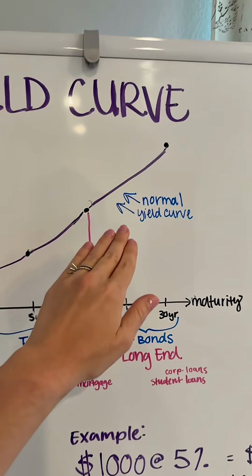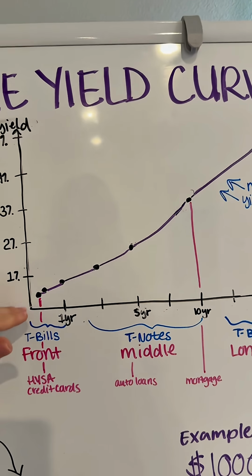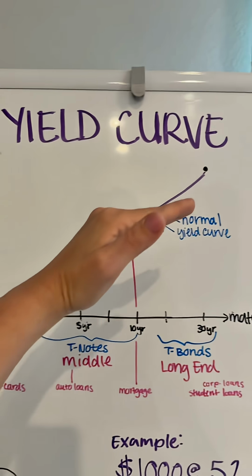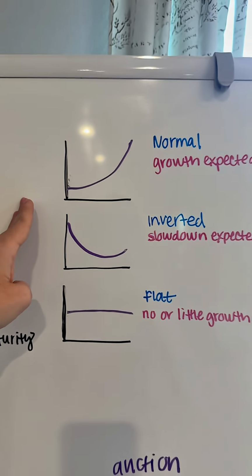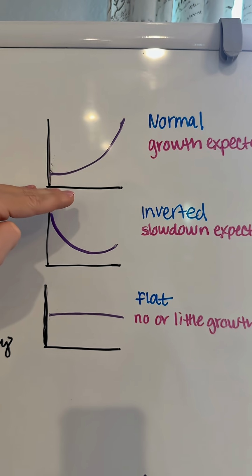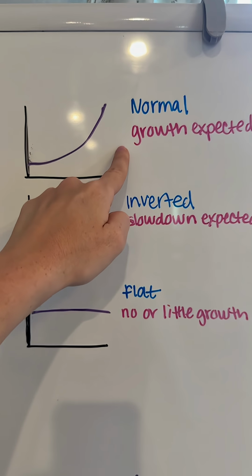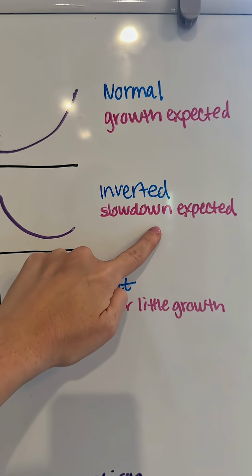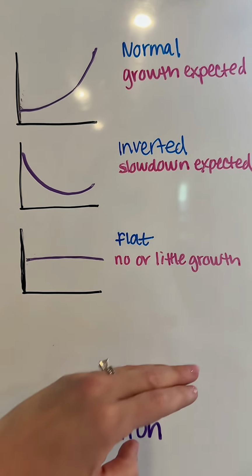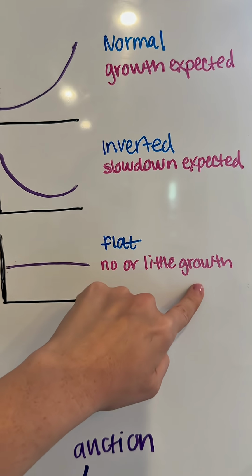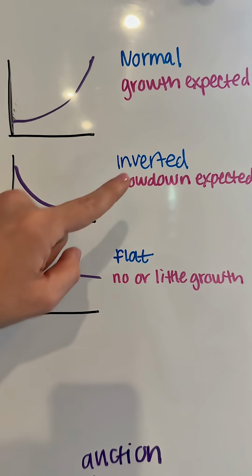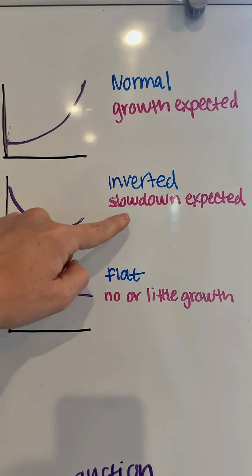This is a normal yield curve because the shorter term rates are lower than the longer term rates. We expect growth in this scenario. So we get 3 types of yield curves. The normal, that's growth is expected because we're being compensated for money over a longer period of time. If it's inverted, that means a slowdown is expected. And if it's flat, there's no or little growth expected. Normally this is stagflation is indicating, but that's why this always signals a recession.